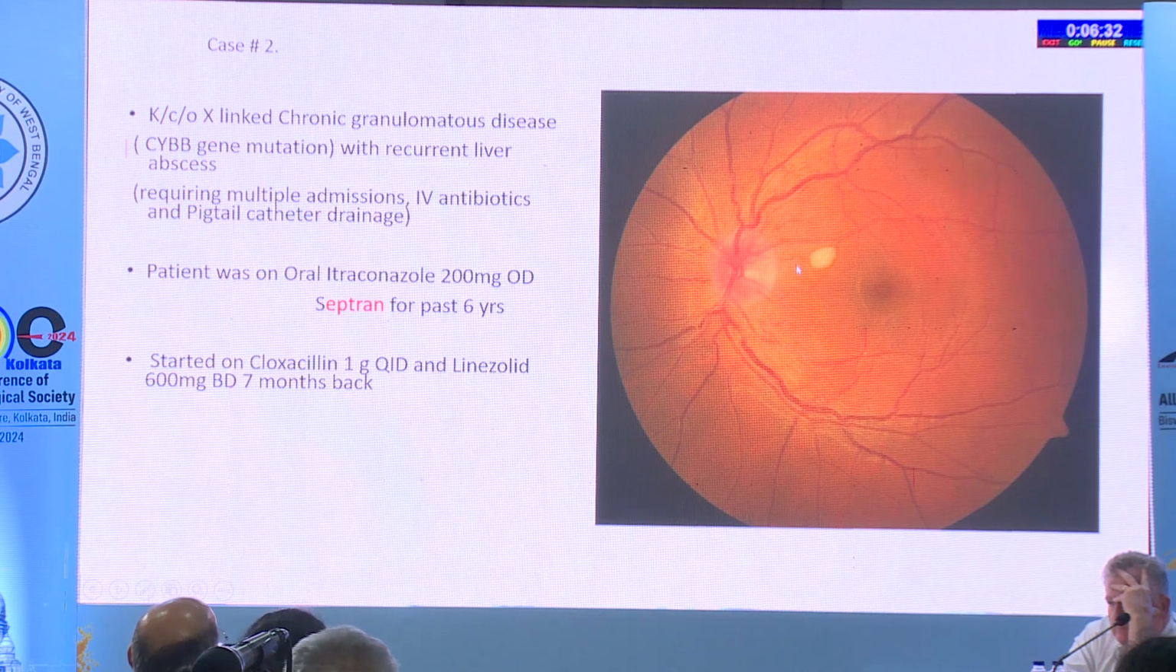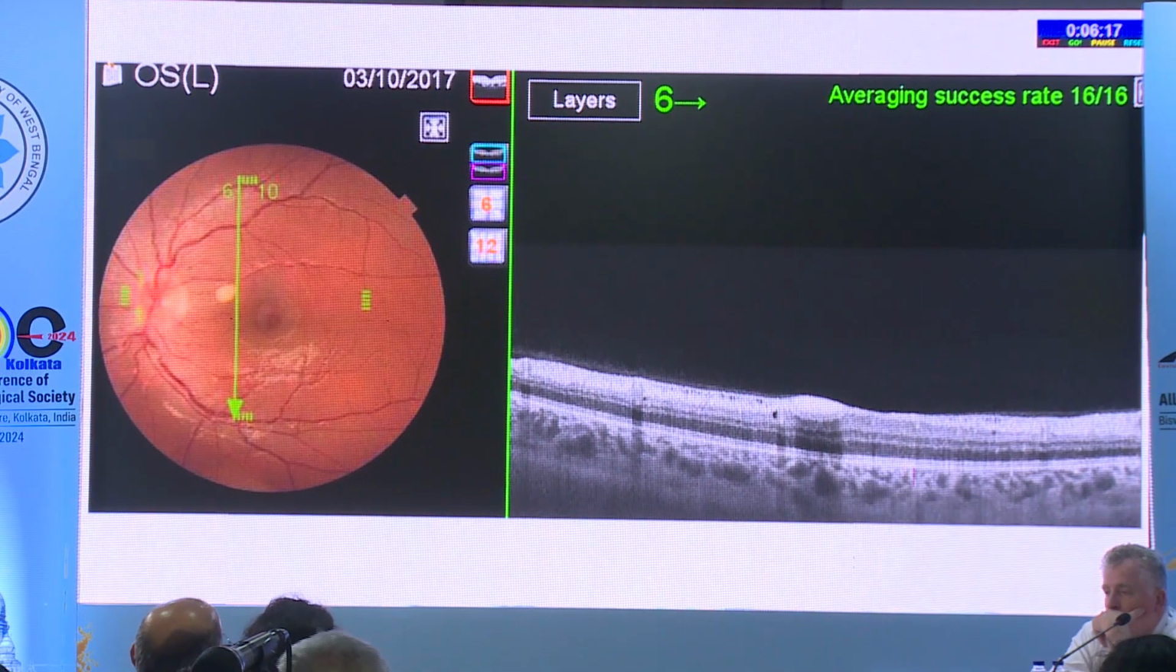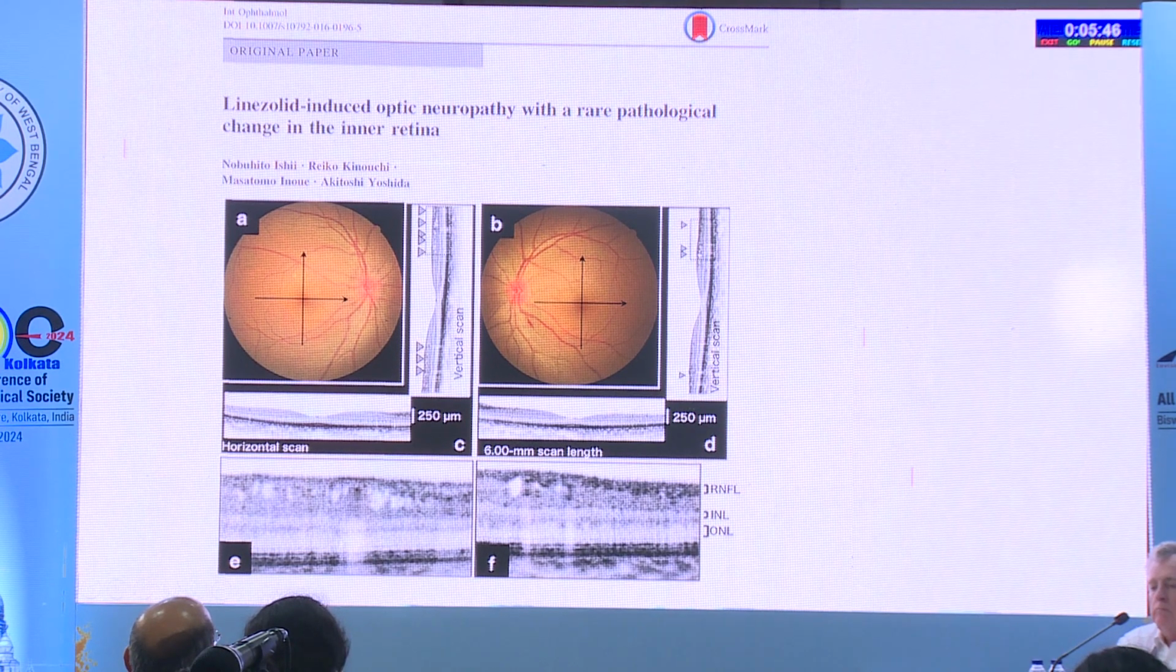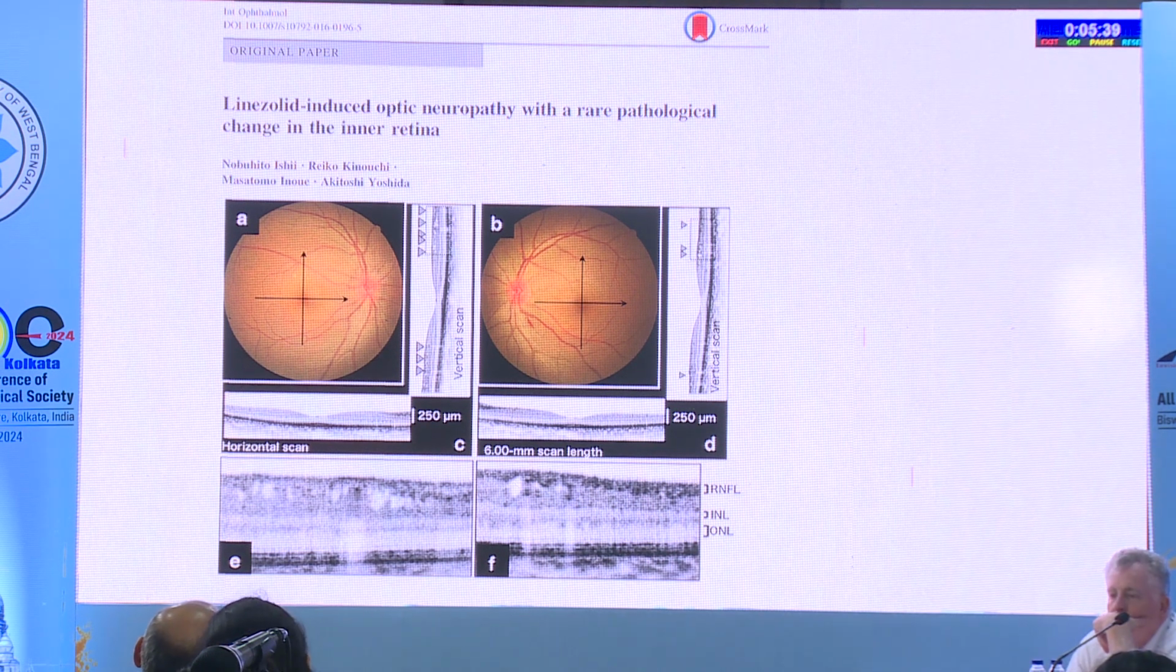So he came to us as a case of fungal endogenous endophthalmitis, knowing his history of the disease and predisposition to fungal infections. So what we did, we ran the OCT, and this did show there was a lesion in the retina, but what was interesting was these microcystic spaces in the internal limiting membrane. That's not a feature of endogenous endophthalmitis. The literature search indicated that linezolid, which he was on for the last 7 months, is known to produce these changes in the inner retina and internal limiting membrane microcysts.